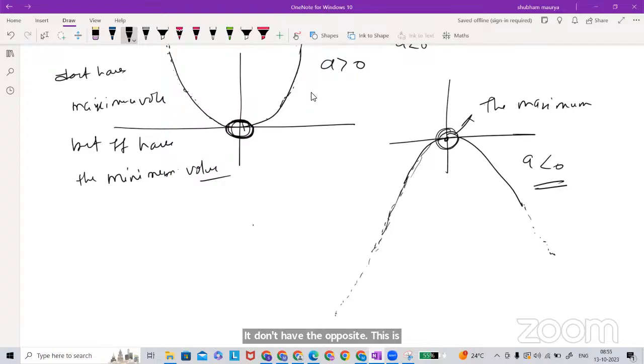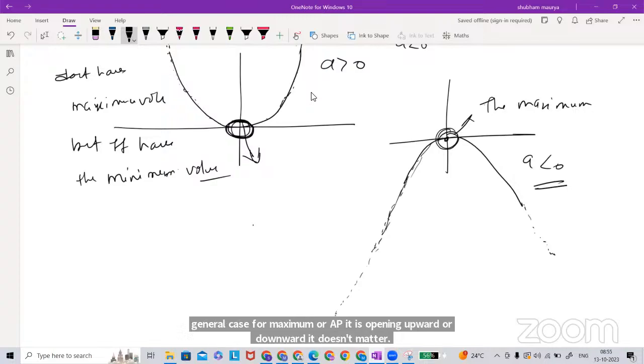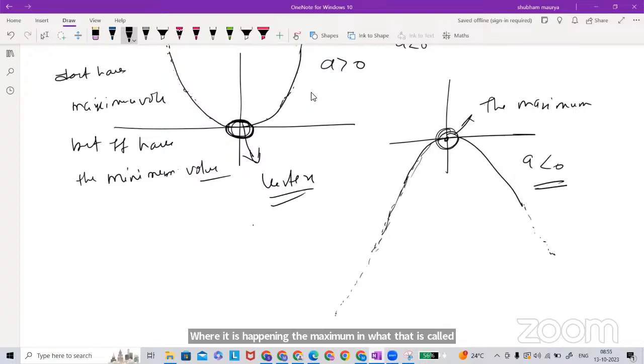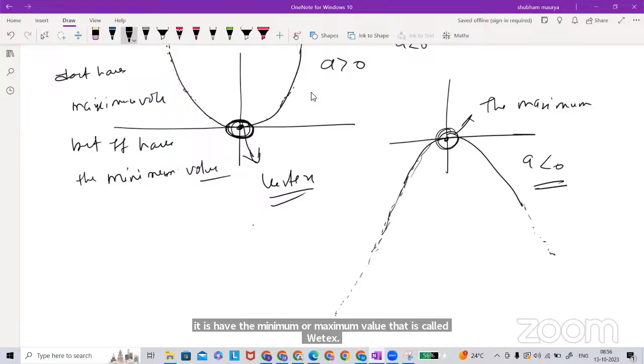And the point where it has the maximum or minimum, in the general case, whether it is opening upward or downward, it doesn't matter. Where the maximum or minimum happens is called the vertex of the parabola. So this is the shape of a parabola, and the graph is actually a parabola. This point, where it has the minimum or maximum value, is called the vertex. And there is one more word, axis of symmetry.